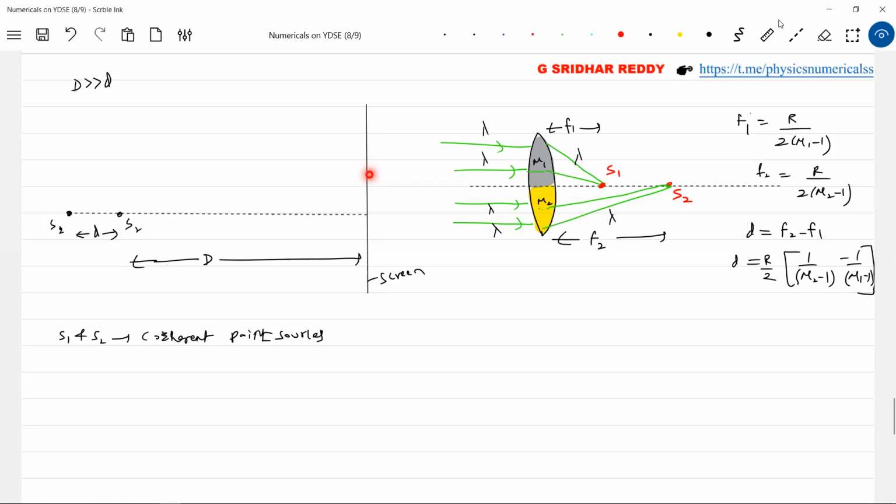So go for a plane diagram. How is the pattern on the screen? The pattern on the screen will be alternate bright and dark bands.